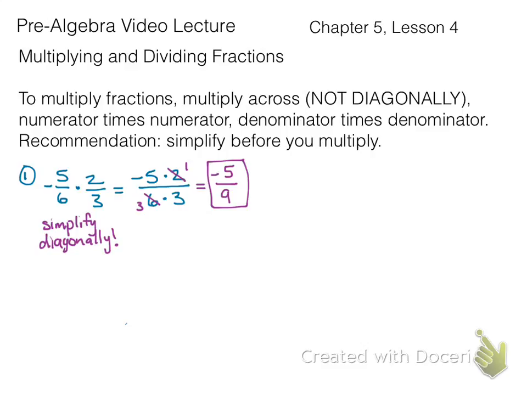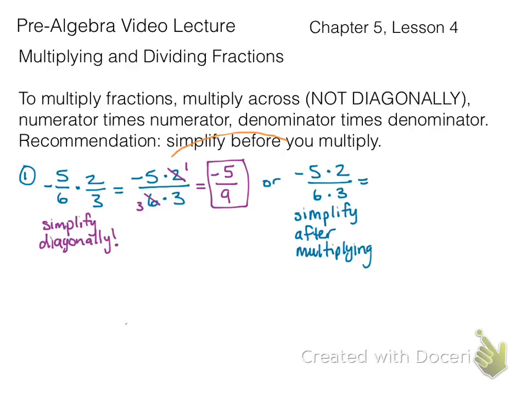All right, I'll do this problem one more time, simplifying after I multiply. So I'm basically just starting from that step again. Negative 5 times 2 is negative 10. 3 times 6 is 18. Cancel out the 2's, and you still get negative 5/9.